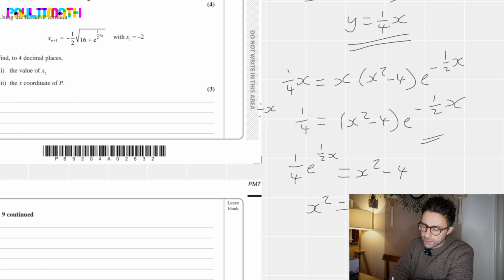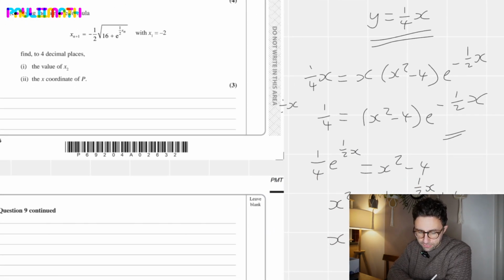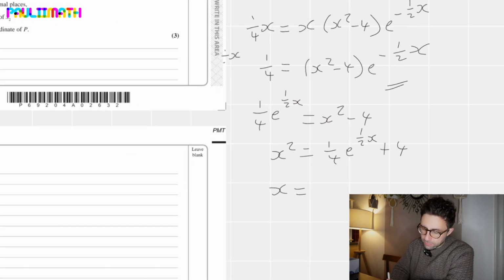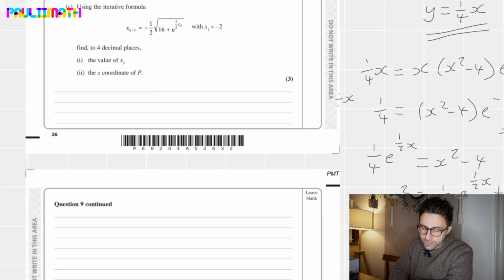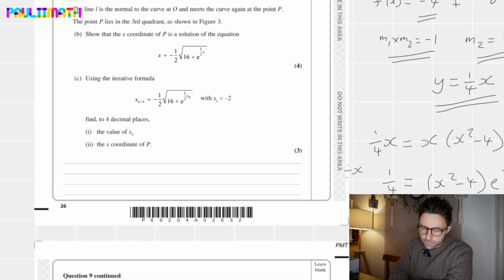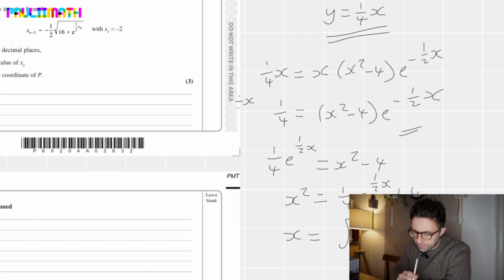So x squared equals a quarter e to the half x plus 4, and then you can take the square root. Now how similar is that to what they've got? Yeah, they've got a half on the outside, 16 on the inside. Okay, we'll worry about that in a second. Square root of, let me put the 4 here then, plus a quarter e to the 1/2 x. Okay, so we're supposed to get a minus on the outside as well.